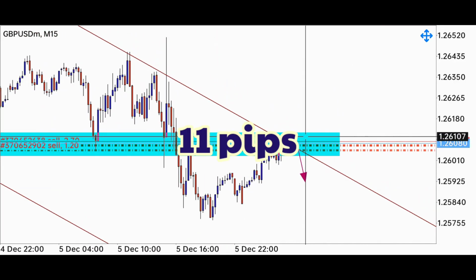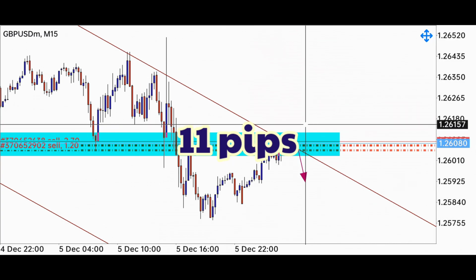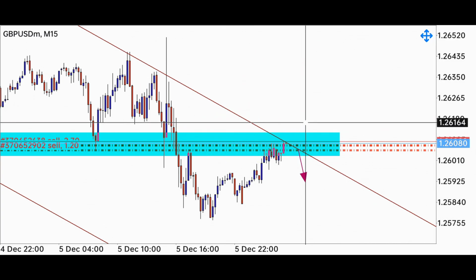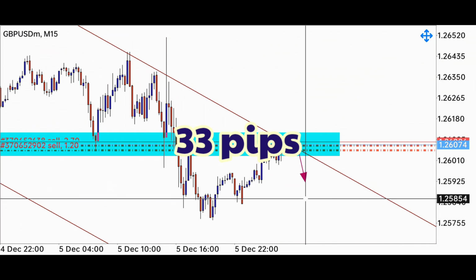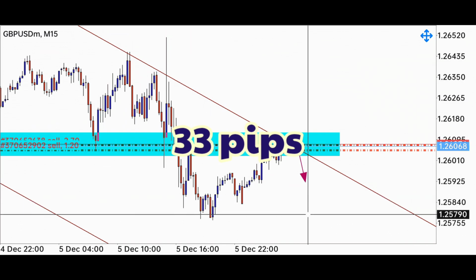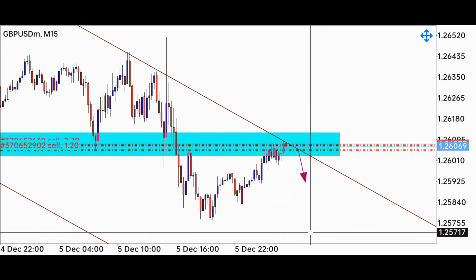Here my stop loss will be 11 pips above the strong level and outside the trend channel. Here our stop loss is placed at the right place as the market needs to break the trend line to hit the stop loss. There is very little chance of this happening, and the target point will be 33 pips below, where the market will create a new lower low point. We have to hold this trade till this level.